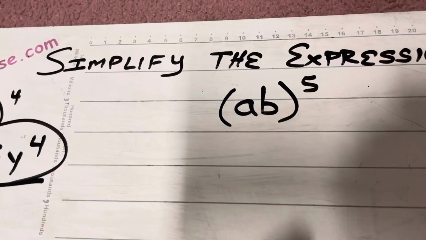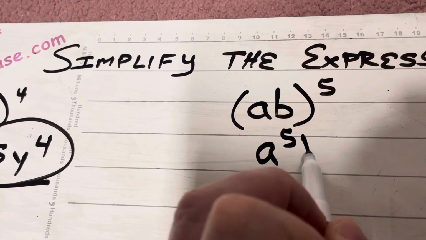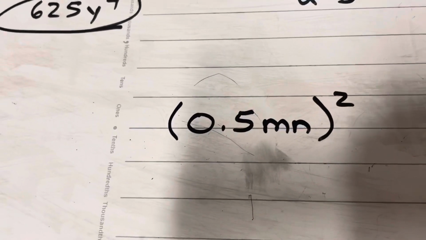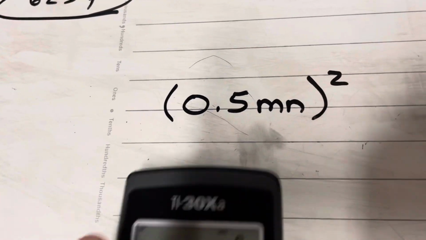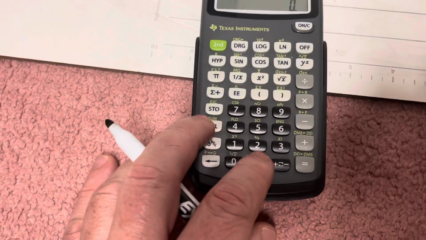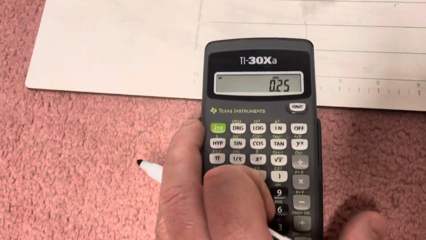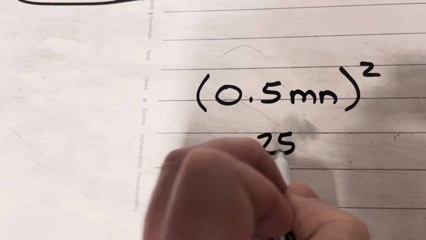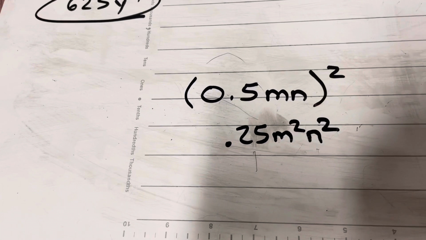(ab) to the power of 5. Well, (ab) to the power of 5 is going to be a to the power of 5, b to the power of 5. 0.5mn squared. Well, first of all, everything's going to get squared. So I'm going to come in here, and I'm going to do my 0.5 exponent 2. That should give me 0.25, okay? So the 0.5 squared is going to be 0.25. Then it's just going to be m squared, n squared. That's all there's going to be.